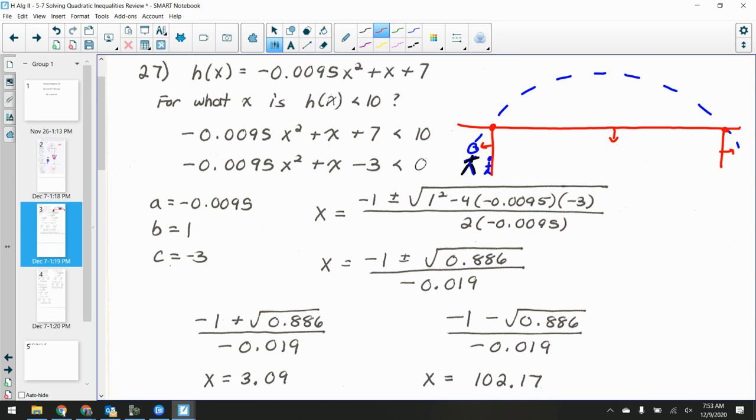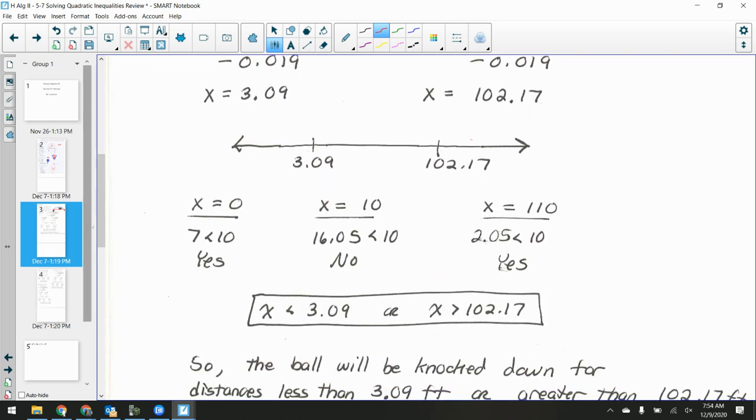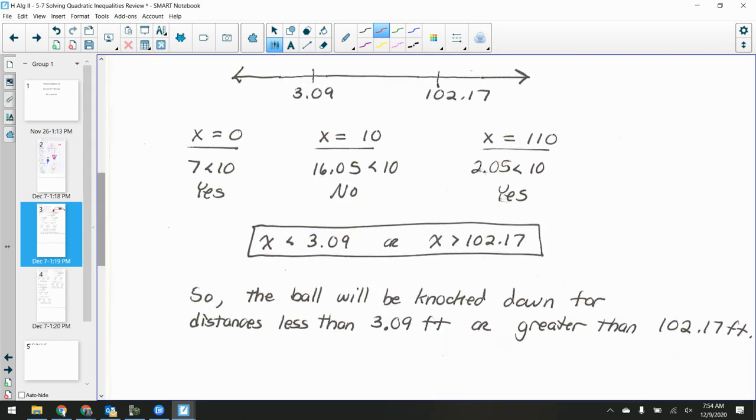Now, you could logically reason it through, saying it's only on this side or that side. So we could say less than 3.09 or greater than 102.17. But it's good to run that whole sign analysis thing where you pick test points. These are my 3 test points that we see. I picked 0, 10, and 110. And I get a yes, a no, and a yes.